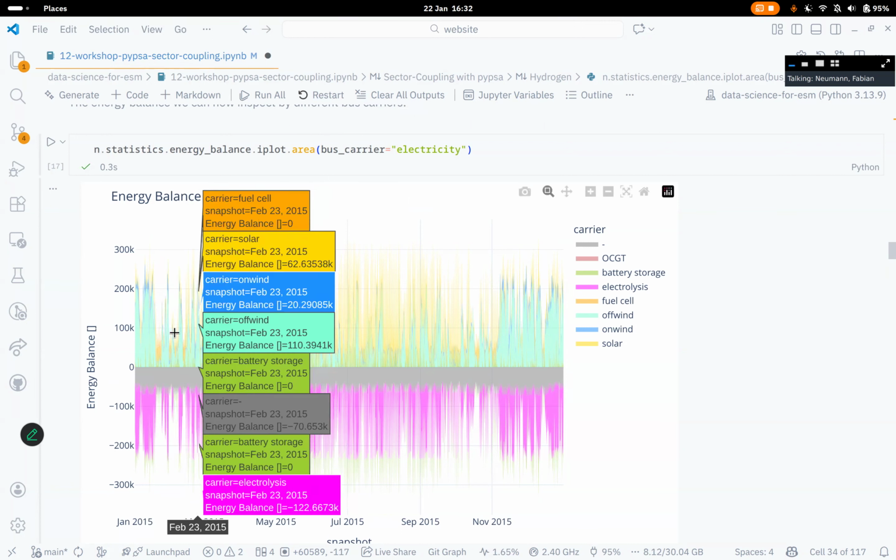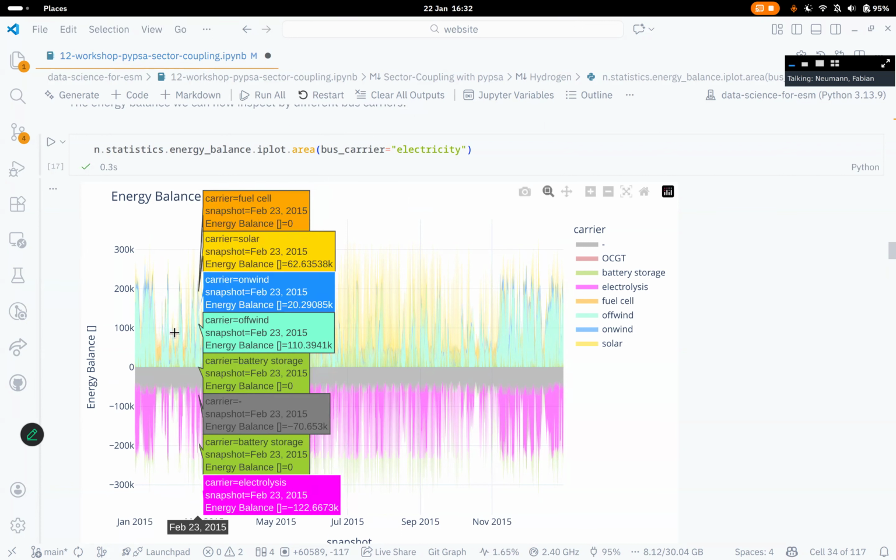Let's zoom in again. You can see here, not super well legible, I guess you can see two different colors on the top chart. Yes, you see how the electrolyzers run a bit erratically throughout the months, 2 months in this case.